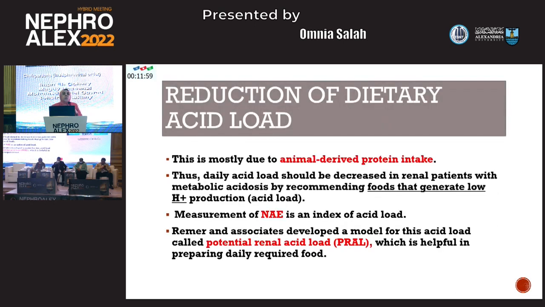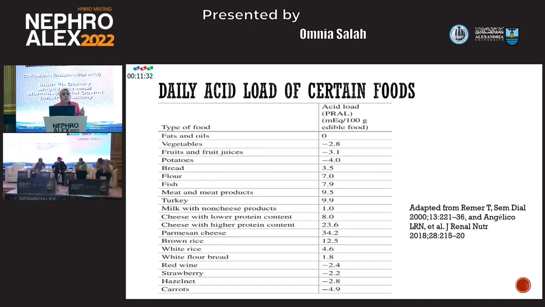Number 2, to reduce the dietary acid load. From where does the acid come in the diet? From animal-derived protein. Daily acid load should be decreased in renal patients with metabolic acidosis by recommending foods that generate low hydrogen production. And this we can calculate from the net acid index. It is an indicator of the acid load in the food. Remer and associates developed a model for this acid load, which we call potential renal acid load, which is helpful in preparing the daily required food. And we can give this paper to the patient.